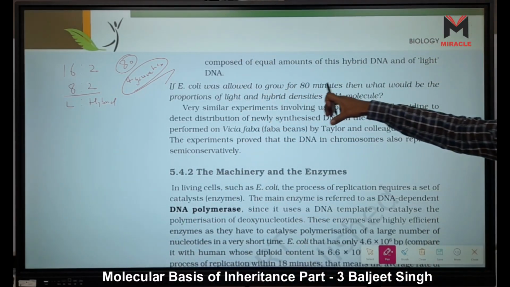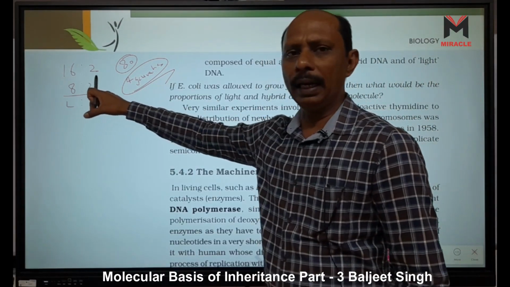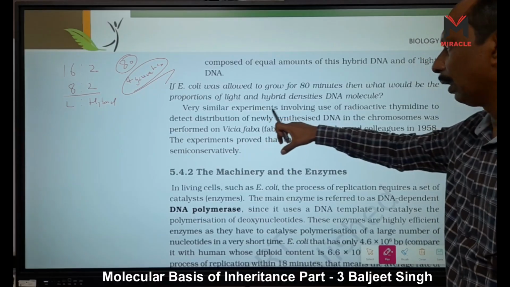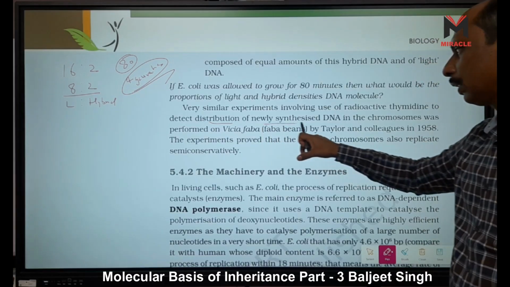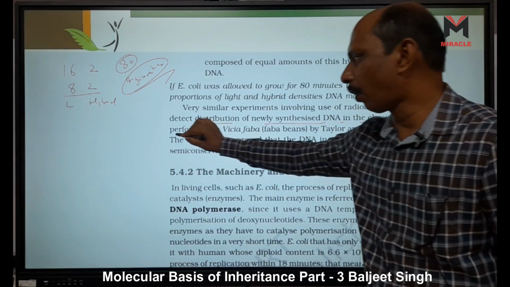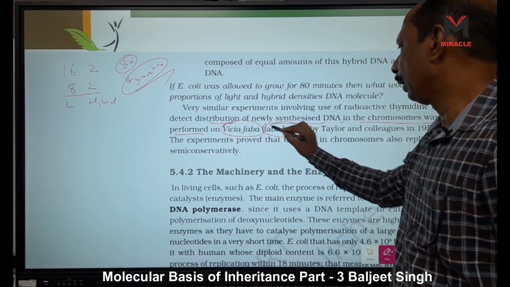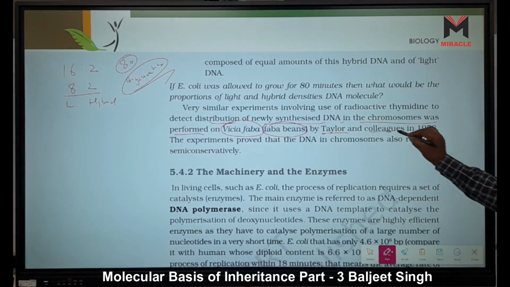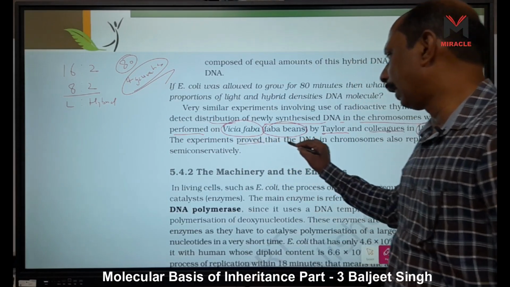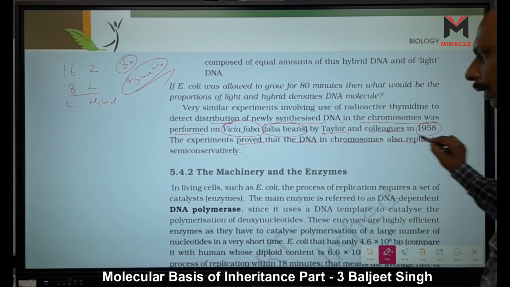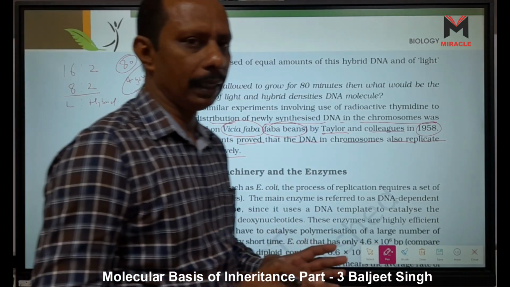If E. coli was allowed to grow for 80 minutes, then what would be the proportion of light and hybrid density of DNA molecules? It is 8 light and 2 hybrid. A very similar experiment involving the use of radioactive thymidine to detect the distribution of newly synthesized DNA in the chromosome was performed on Vicia faba, the scientific name of faba beans, right? This experiment was done by Taylor and his colleagues in 1958, and the experiment proved that DNA in the chromosomes also replicates semi-conservatively.